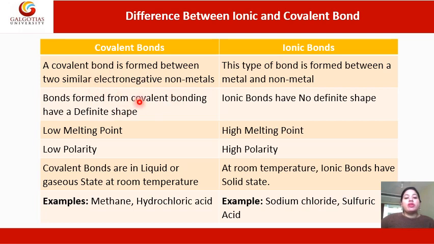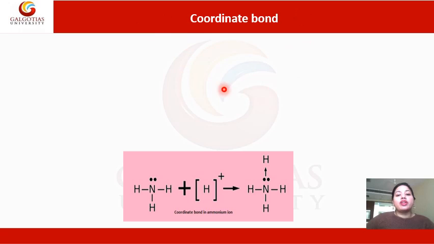Covalent bonding gives a definite shape, whereas ionic bonds have no definite shape. In covalent bonds, the melting point is low, whereas in ionic bonds, the melting points are high. Covalent compounds have low polarity, whereas ionic compounds have high polarity. Covalent compounds are in liquid or gaseous state at room temperature, whereas at room temperature ionic compounds are solid. Examples of covalent compounds are methane, hydrochloric acid, etc., whereas sodium chloride and sulfuric acid are given as examples of ionic compounds. Now we will discuss what is a coordinate bond.